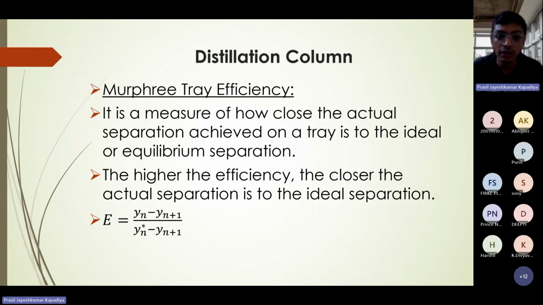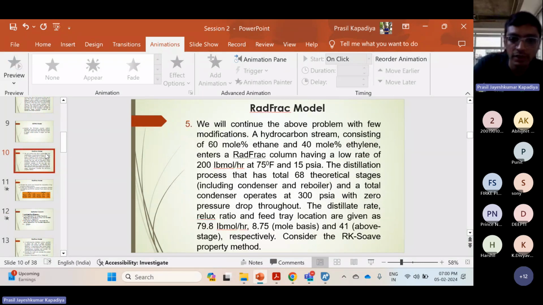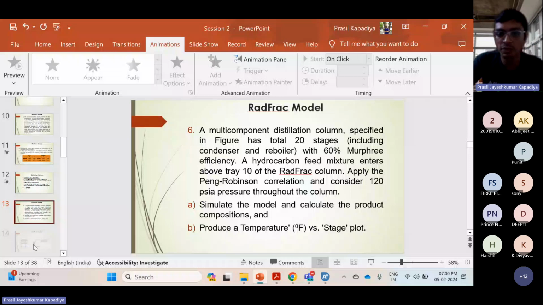that is, the actual values we are getting, divided by Yn star minus Yn+1. Yn star is the equilibrium value we would have obtained, but we are not obtaining that. In the ideal condition it is Yn star minus Yn+1. This is called Murphree efficiency. So the higher the Murphree efficiency, the closer our actual separation will be to the ideal separation. Let's go to the next problem and see what Murphree efficiency is.